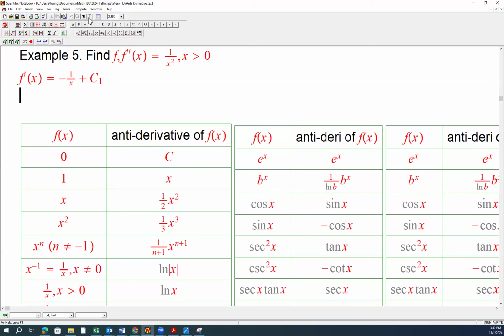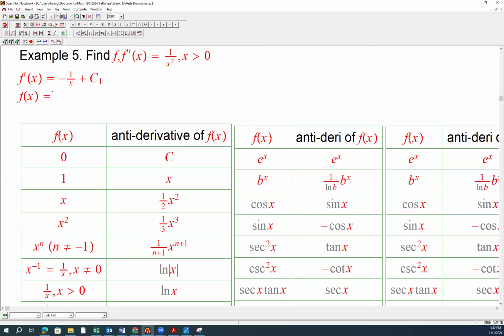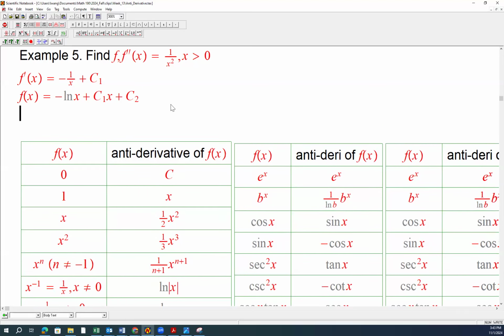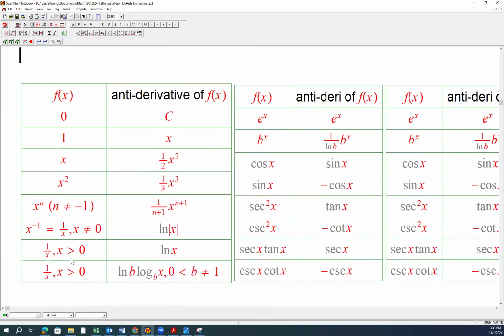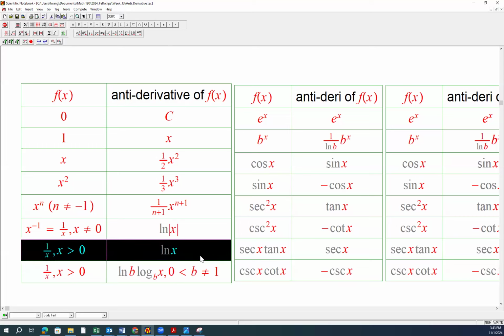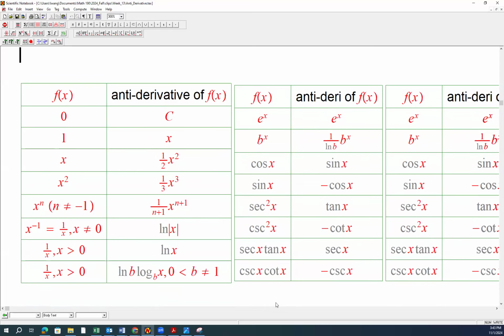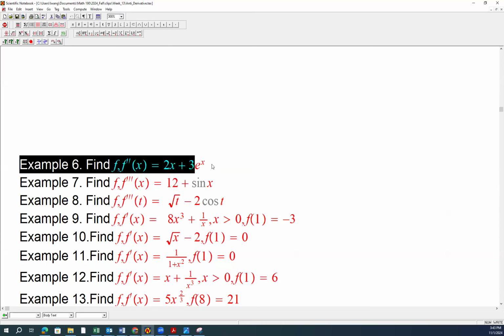And F would be negative ln x plus c sub 1 times x plus c sub 2. Finished. No additional conditions. And then you ask, where did we apply that x greater than 0? Well, we applied that by choosing this formula for the antiderivative of 1 over x. Okay. Now let's look at example number 6.